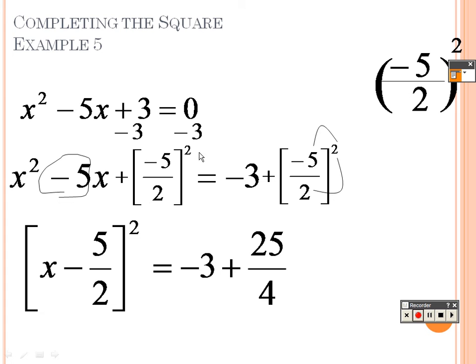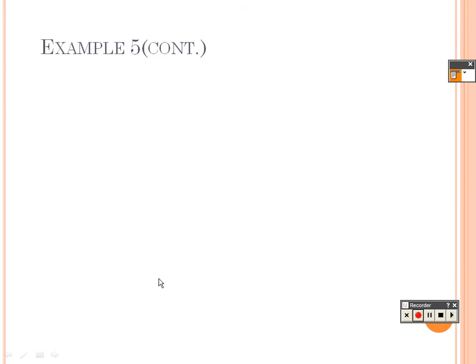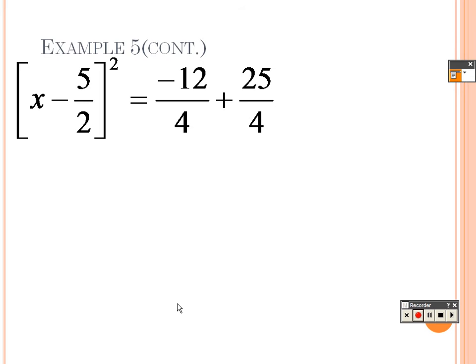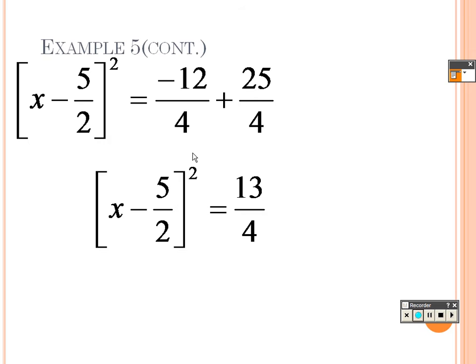So you combine your like terms over here. I write it as over 1. So I make it as over 4, which means I have to multiply the top by 4. So I actually have a -12 over 4 plus 25 over 4. And this is x minus 5 over 2 squared. Okay, because the formula is b over 2 squared. And that b over 2 is your factor. That's the best part about doing completing the squares. So -12 plus 25, that is 13 over 4. So it's x minus 5 over 2 squared equals 13 over 4.